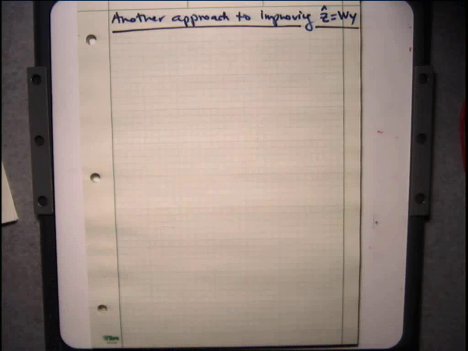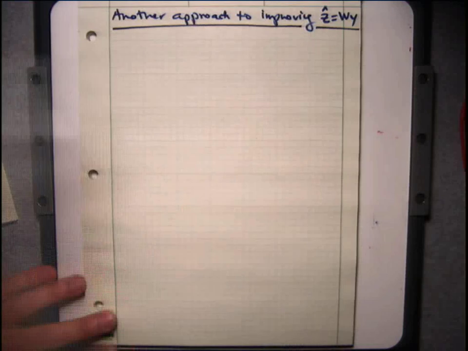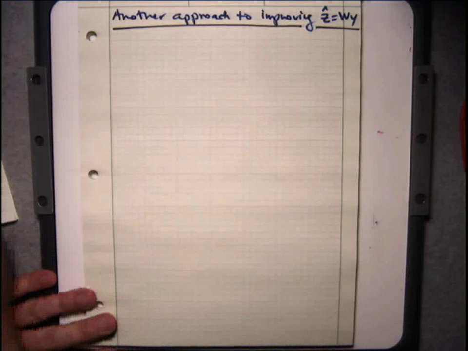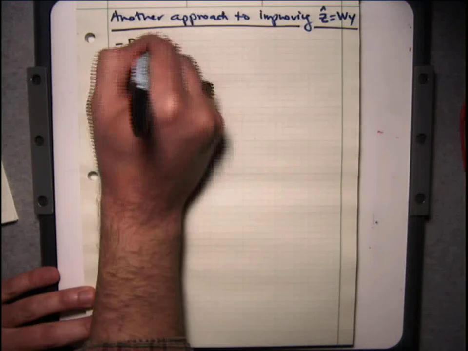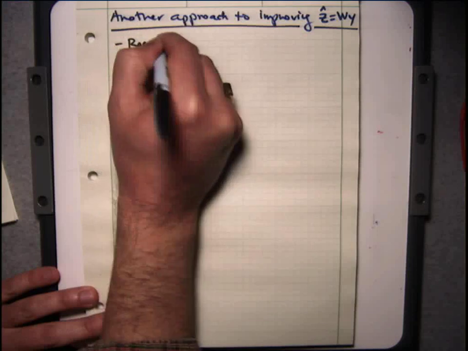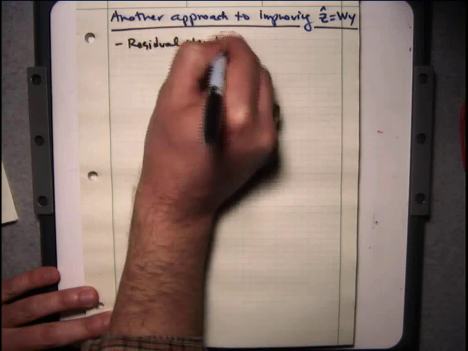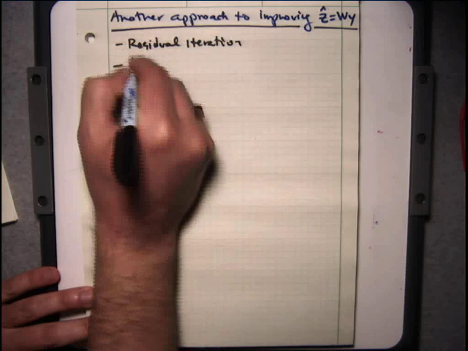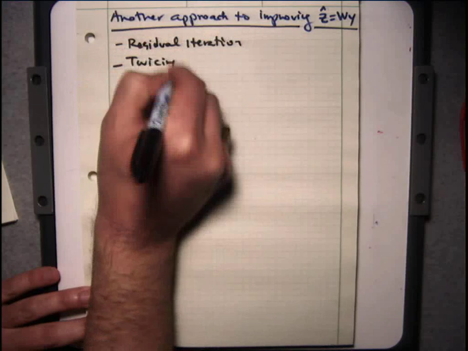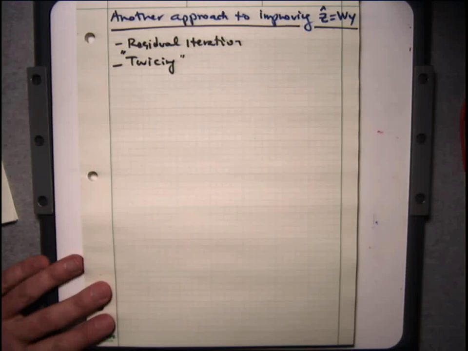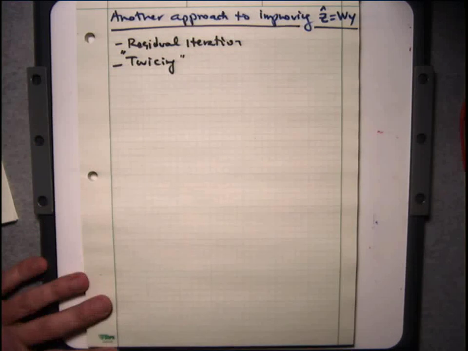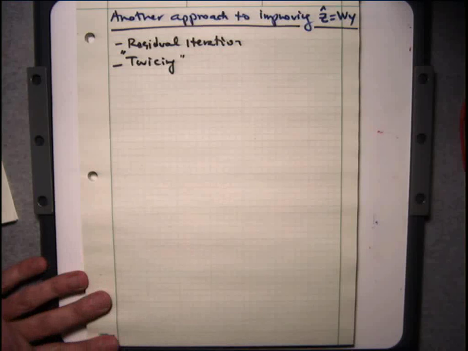Okay, so this other approach is something that many people have used over many years, and they've given it many different names. Okay, so remember that the approach we used before, we called it diffusion. This one has had the following names. It's been called residual iteration. It's been called twicing. This name was given to it by John Tukey, who used to be, he's no longer alive. He was a very famous statistician in the 50s. I think he died in the 80s or 90s.